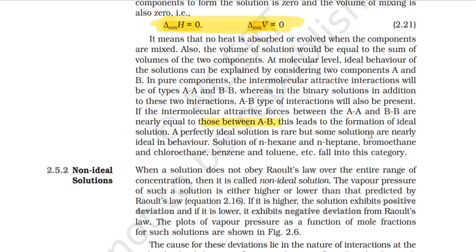Here are some examples, again very important. N-hexane and n-heptane, bromoethane and chloroethane. This you also have to remember.